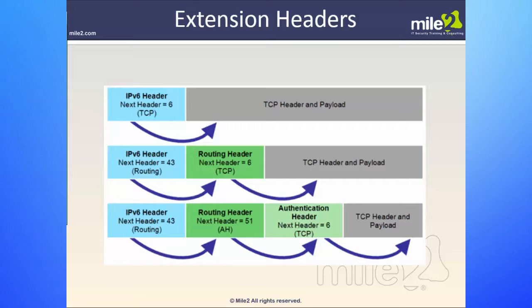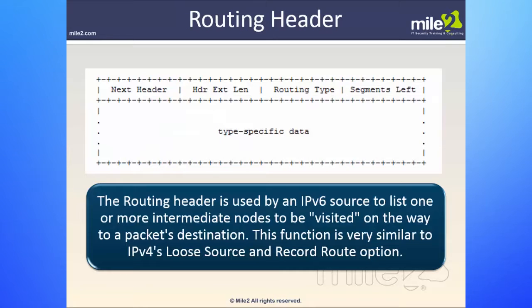So you can see here, right, the IPv6 header, routing header, authentication header, and so forth. So let's look at the routing header specifically. So here, the routing header is used by an IPv6 source to list one or more intermediate nodes to be "visited," in quotes, right, on the way to the packet's destination. This function is very similar to IPv4's loose source and record route option.